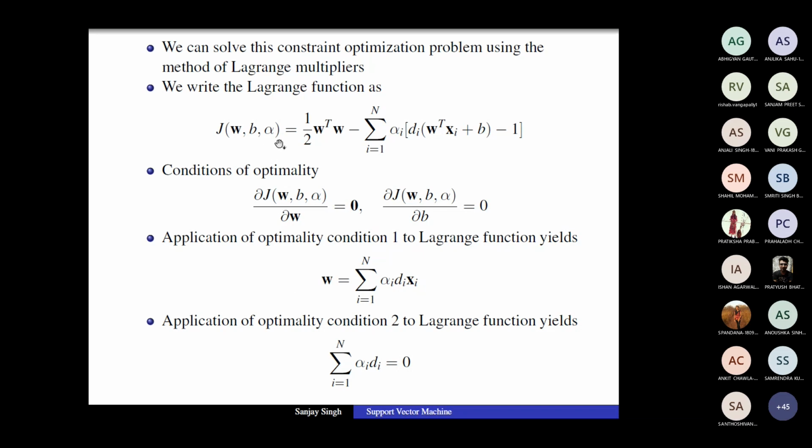Now, in order to find alpha, we cannot find alpha using this one, because this was a primal problem. We have to convert it into the dual problem. So we'll see what that particular dual problem is.